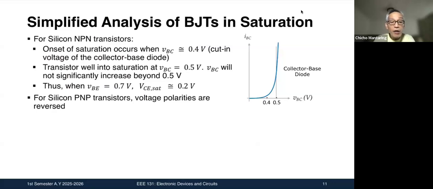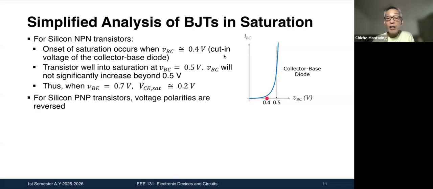If you recall, in 1, 2, 3, we had a simplified way of analyzing BJTs in saturation. What was our premise for that? We said that the onset of saturation occurs when VBC is equal to 0.4 volts. So let me relate that to your base-collector diode characteristic curve. We already discussed this curve in the earlier slide. This is e to the VBC over VT, itong curve na to.